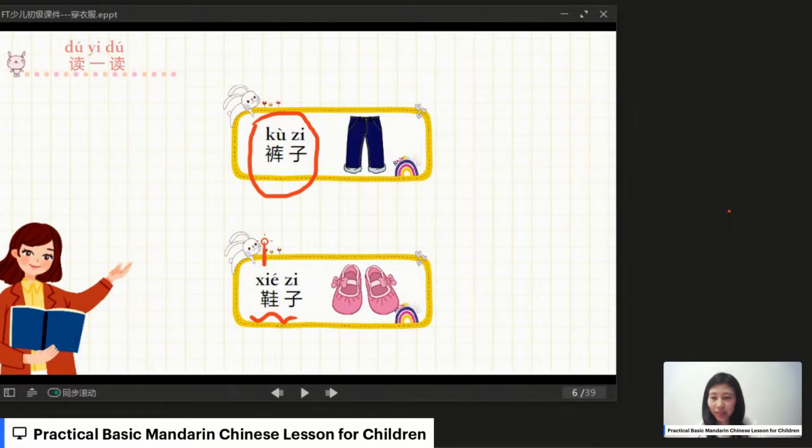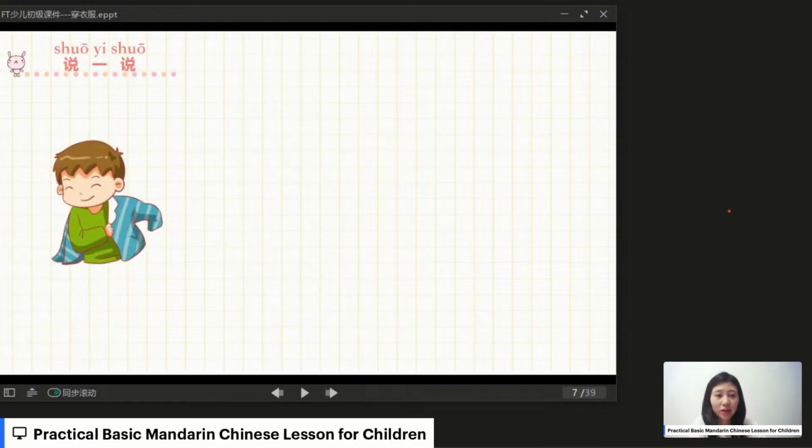鞋子. You can see the first character is the second tone. We say 鞋子. 鞋子 means shoes, right? 鞋子. So one more time for these two words. Read after me. The first one is 裤子. Second, the word is 鞋子. Okay, so let's do more practice with them.